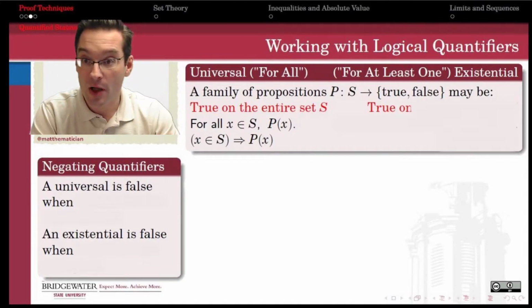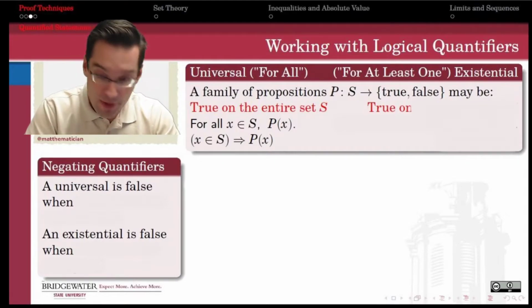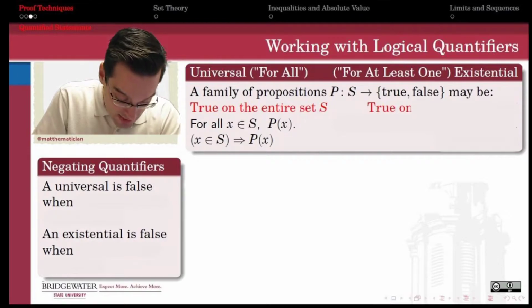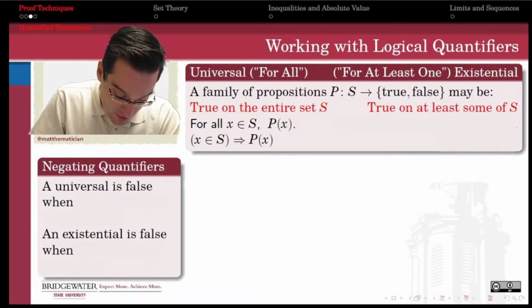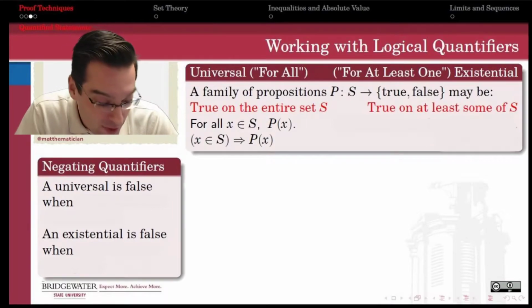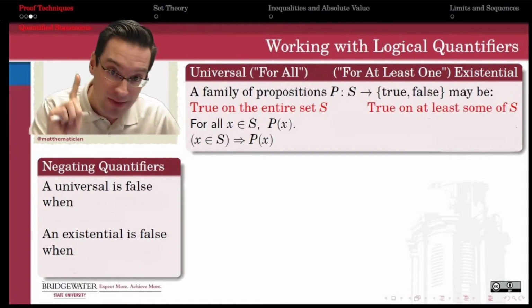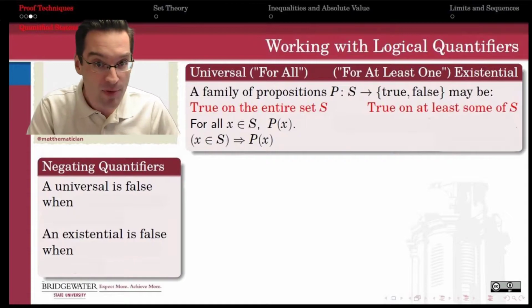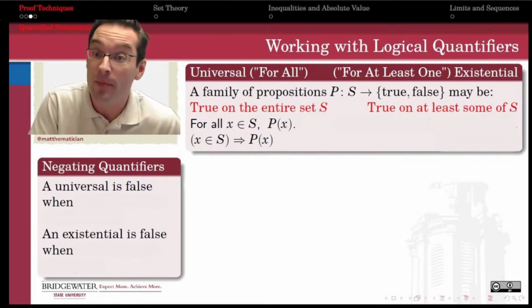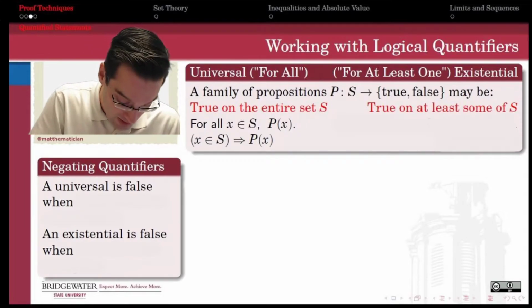The other side are what are called the existential quantifiers. Rather than needing to be true for every single element of S, an existential statement is the claim that it's true for at least one element of the set S. So we know that it's not false everywhere. It's true at least for one, and perhaps more, but at least one element of the set S. So it's true on at least some of the set of quantification.